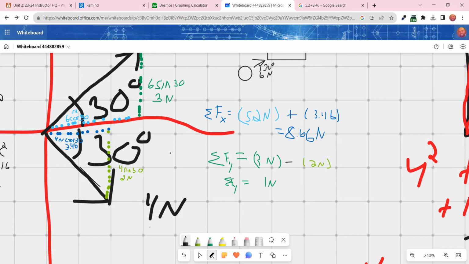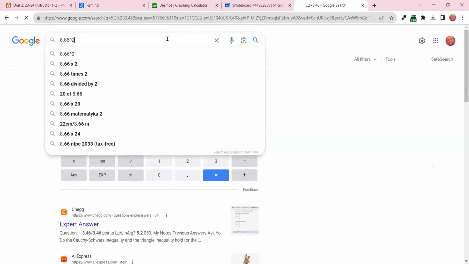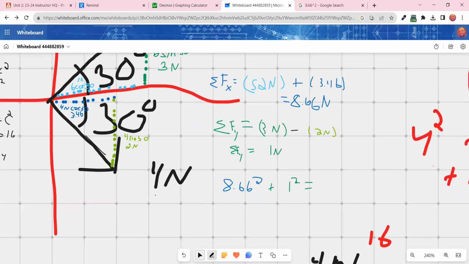If they're on the same axis, I can add them up directly, like I just did. 5.2x, 3.46x. That comes up to be 8.66x. Same thing for the Y. 3 on my Y, -2 on my Y. That comes up to be 1 on my Y. But if they're on separate axes, how do I add them? Pythagorean theorem. So I have 8.66 squared plus 1 squared is equal to, 8.66 squared is about 75. Let's say 75.